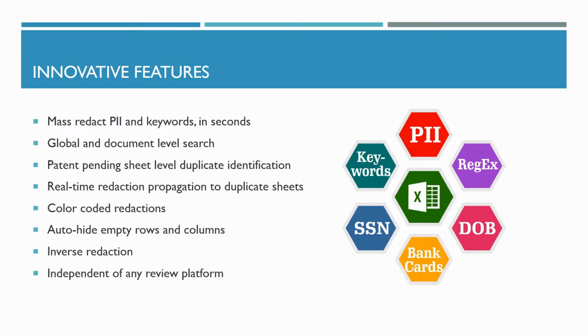It supports color coded redaction, which is very useful. I will explain it later in detail. It auto hides rows and columns when there is more than one consecutive empty row or column. It's independent of any review platform. So users of any other platform, Ringtail, Relativity, or anything else can use it.